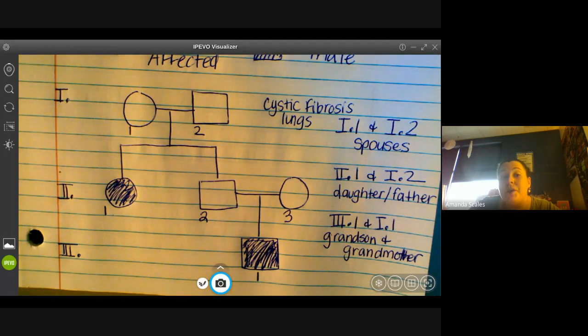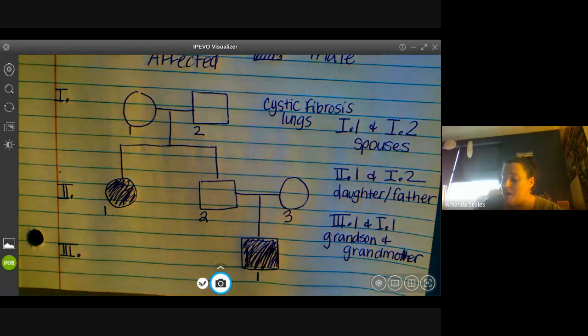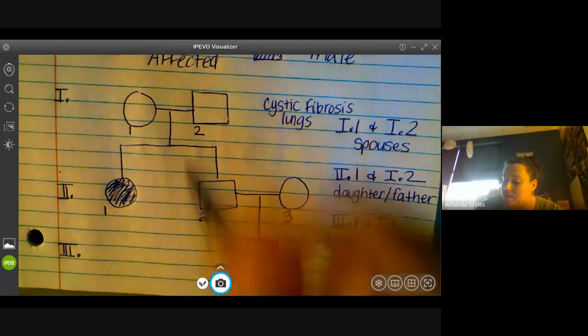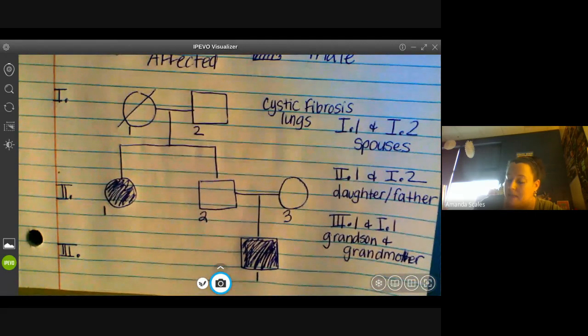All right. So another symbol that we can use is you can also cross out people when they pass away. So I'm actually going to do that. I know this sounds a little morbid, but it is something that you do need to be able to read from a pedigree. So let's say that this lady here, when you cross it out like that, that means that they have passed away.